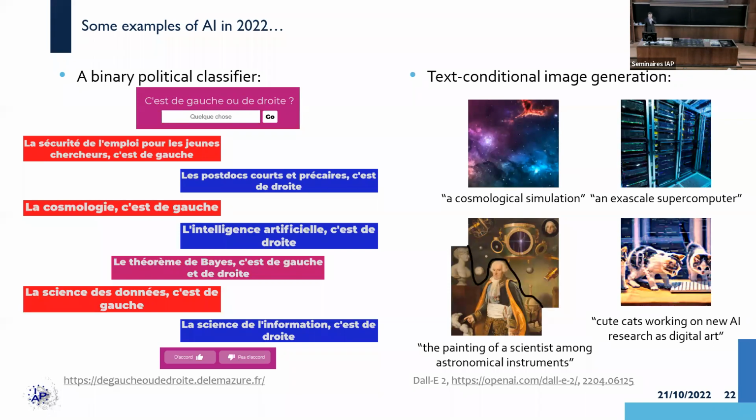Or things such as text-conditional image generation. Here I take the opportunity to say that all of the pictures that I've shown so far are actually AI generated. You just have to input some words, and that's what it gets for you. A cosmological simulation, an exascale supercomputer. Here, it had to fill only this part. I wrote a painting of a scientist among astronomical instruments, or cats, etc. It's very much trained on cats, so it works fairly well for cats.